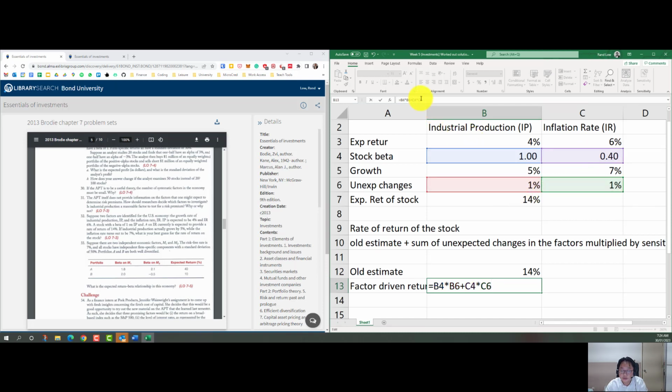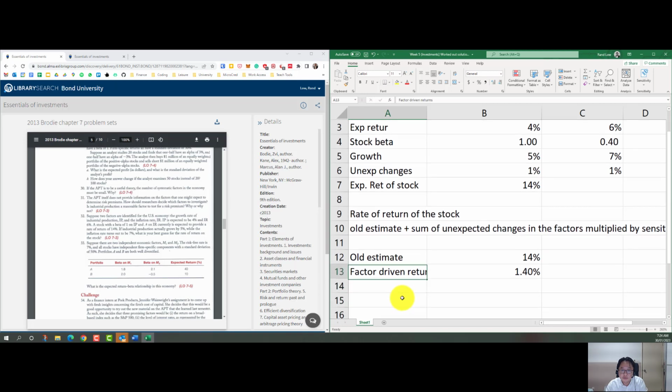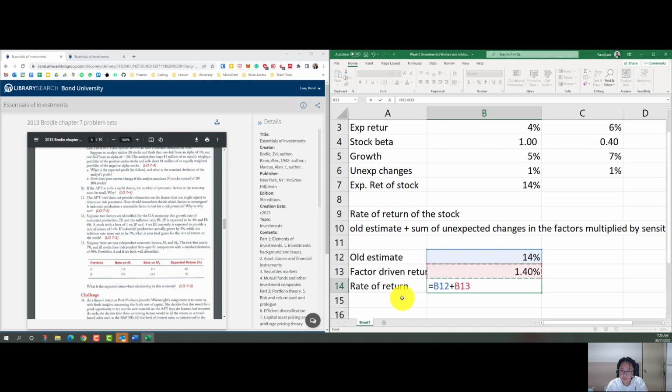Just to make it a little clearer, we'll add the brackets here. We have beta of IP multiplied by the unexpected change in IP, plus beta of IR multiplied by the unexpected change in IR. And there we have it. We just add them both. The rate of return equals 15.4%, and that is the answer. Okay, so let's go on to chapter 8.